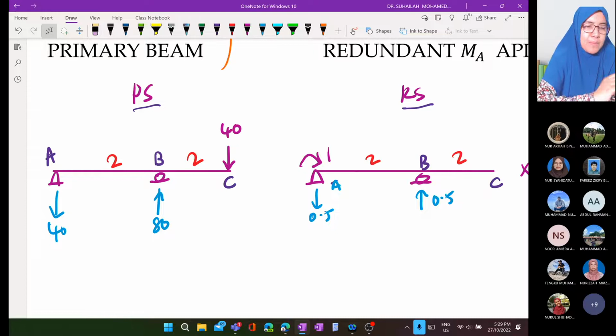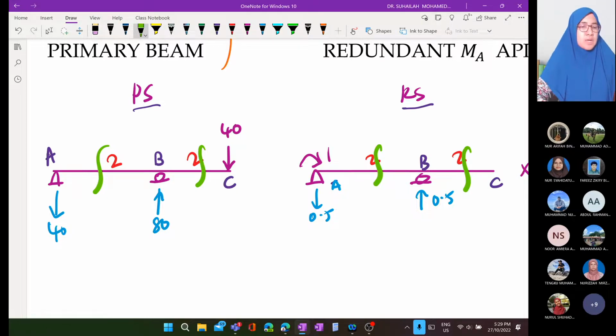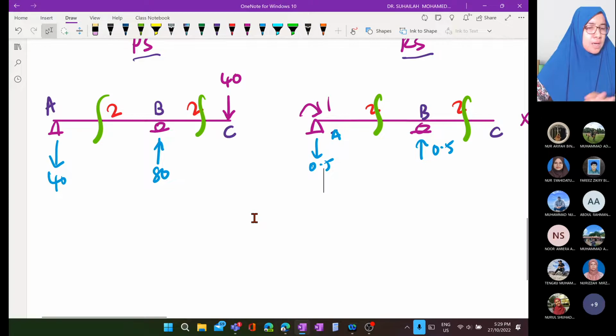Okay, so we have AB and BC. So we have two cutting section. We have section AB for the first cutting section, and we have BC for the second cutting section, and remain the same cutting section for both. So next step is moment equation.